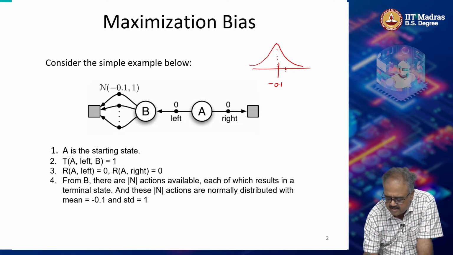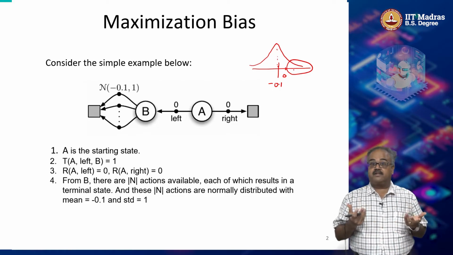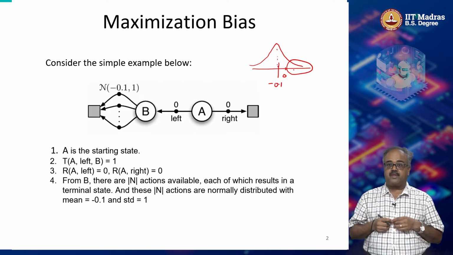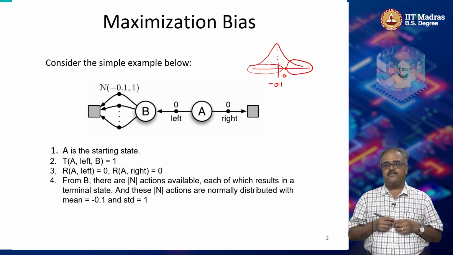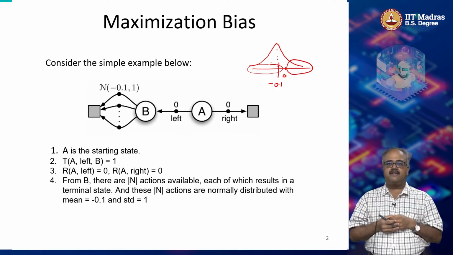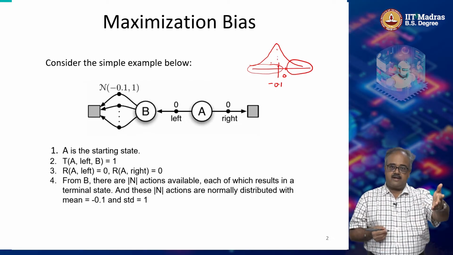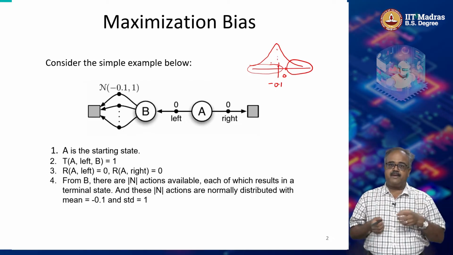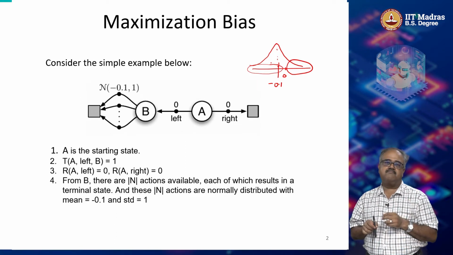So that means sometimes the reward that you sample will be greater than 0, and most of the time the reward that you sample will be less than 0. There is some good probability mass that the reward that you sample will be greater than 0. So when you do action 1 from state B, there is a good chance that you get a reward greater than 0, maybe not.